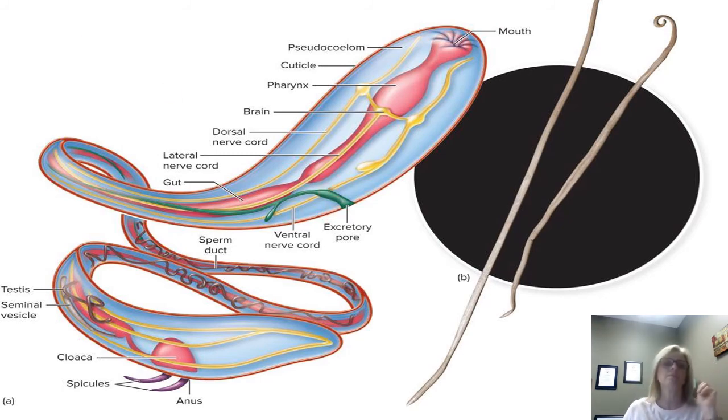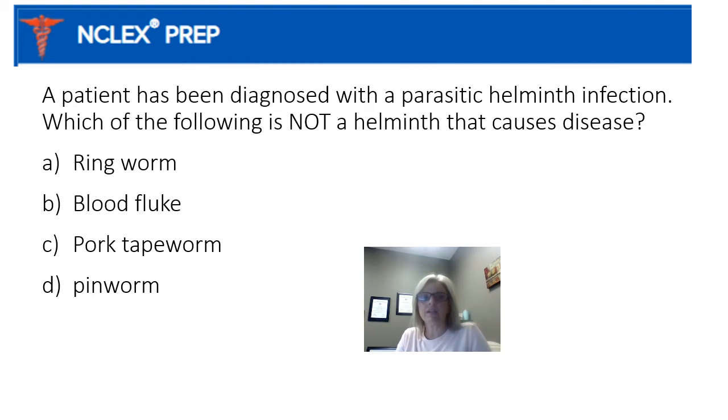Okay, another NCLEX prep question. So a patient has been diagnosed with a parasitic helminth infection. Which of the following is not a helminth that causes diseases? So this comes back to making those flashcards I told you about. We've got ringworm, blood fluke, pork tapeworm, or pinworm. Okay, so which one is not a helminth? Well, this should be obvious, but hopefully you realize this. What is ringworm?